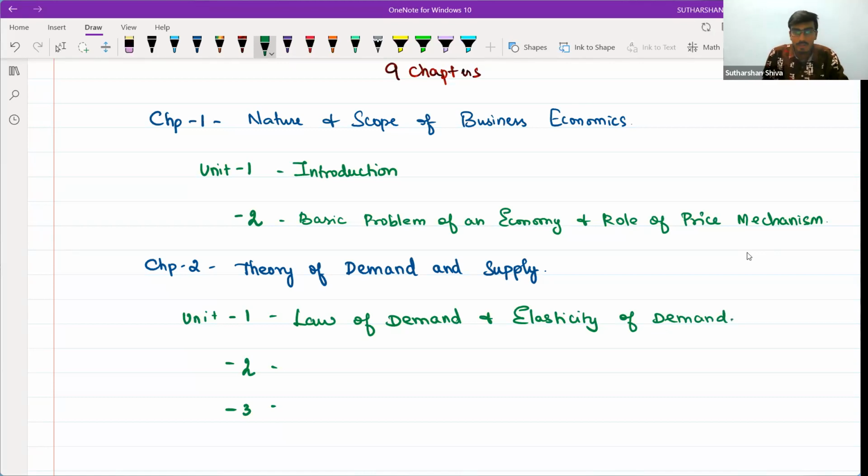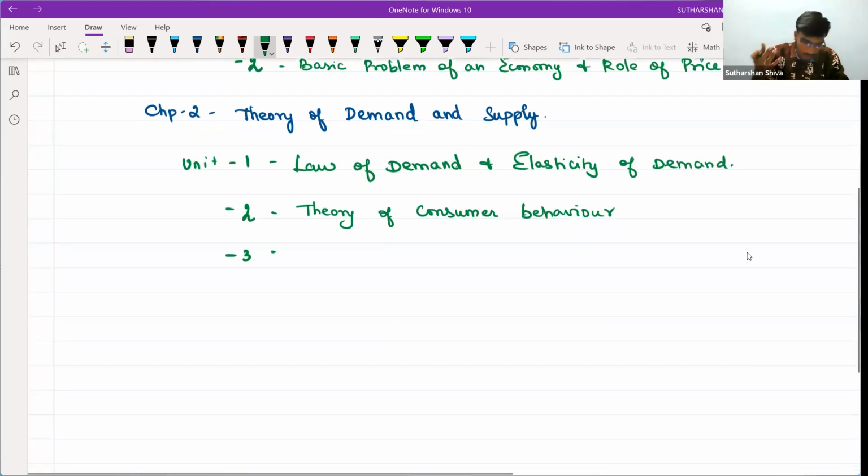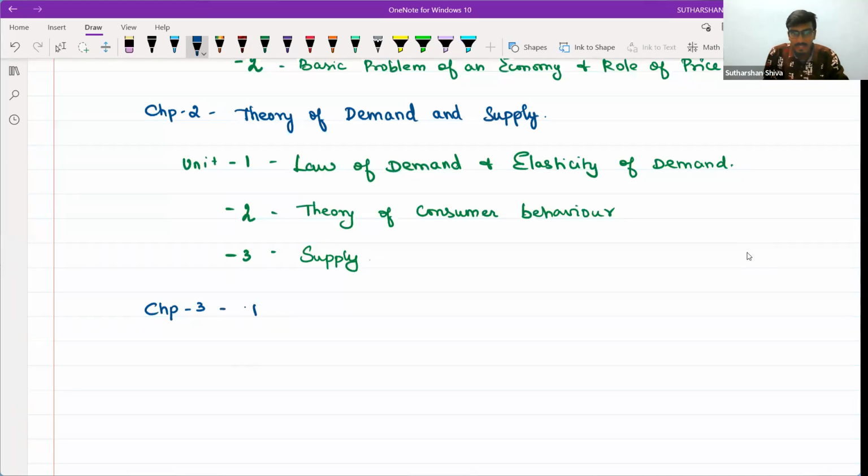Next, you are going to learn about theory of consumer behavior, which forms part of your 11th standard syllabus, whether state board or CBSE. And then it is supply, the 3rd unit. Then followed by the 3rd chapter, which is theory of production and cost.